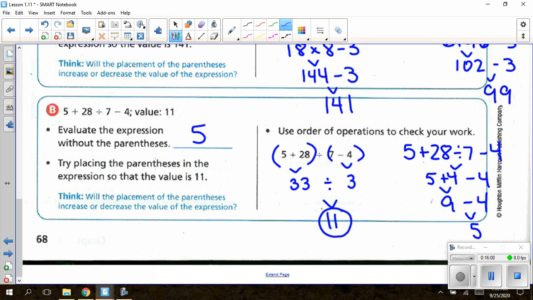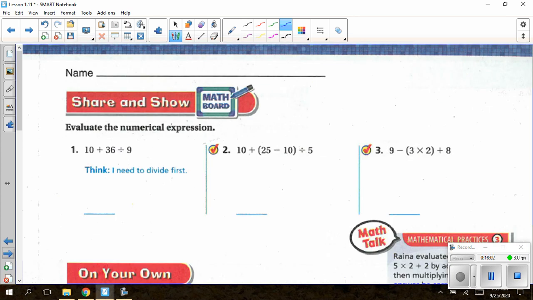Moving on to the next page, under the share and show, we're just going to do some of these together, and then you'll want to do some on your own and just check your answers with mine. So for number 1, according to my order of operations, I know that I do need to divide first in this expression, and 36 divided by 9 does equal 4. Bring down whatever you did not use, and then 10 plus 4 gives me 14.